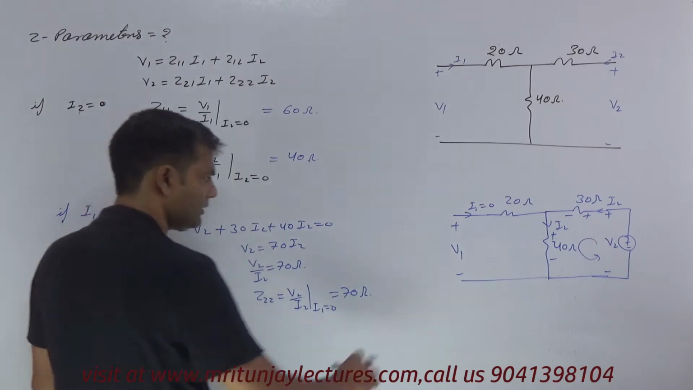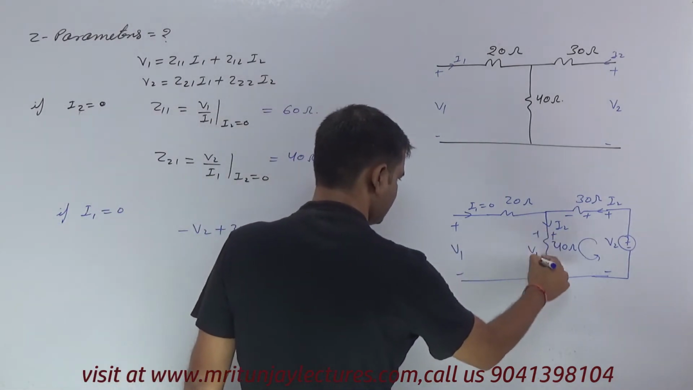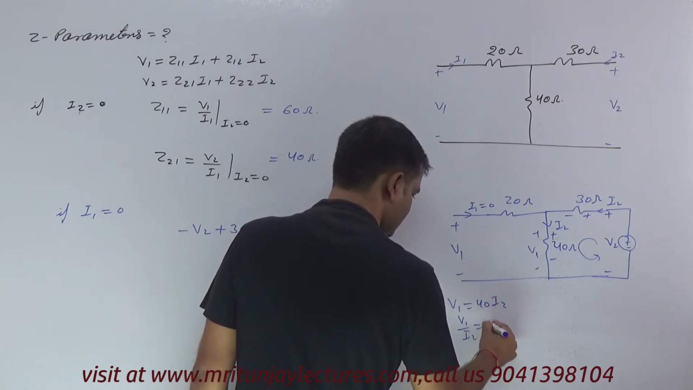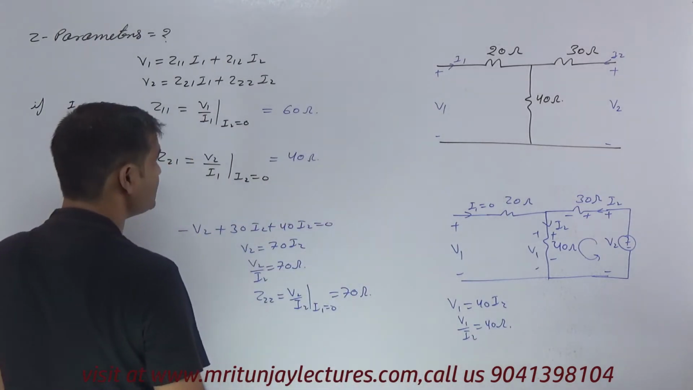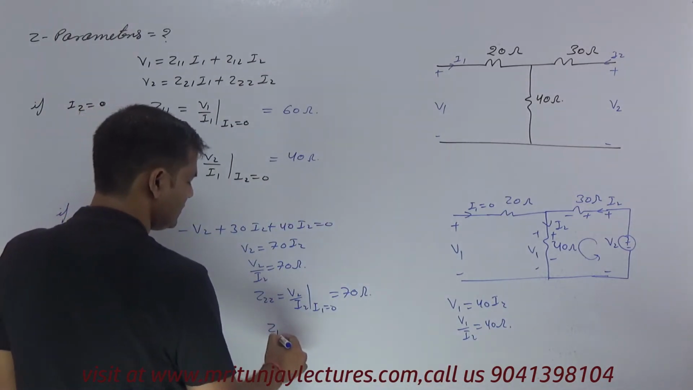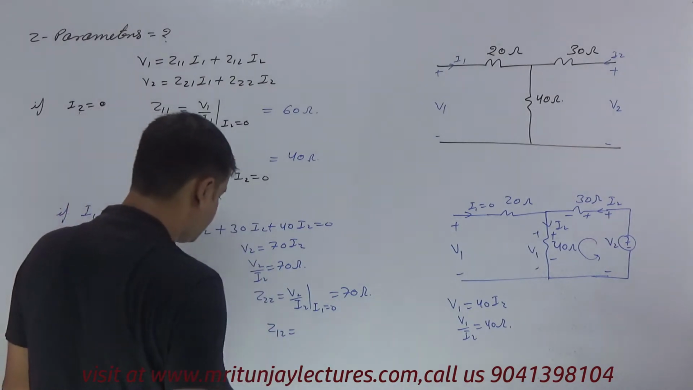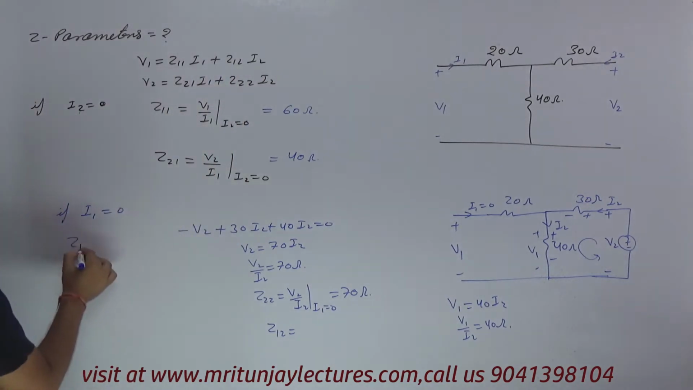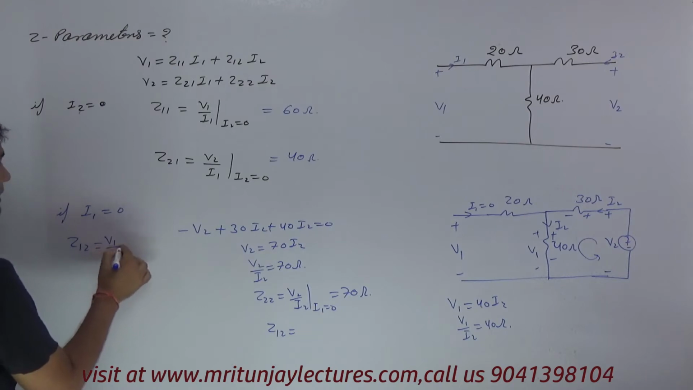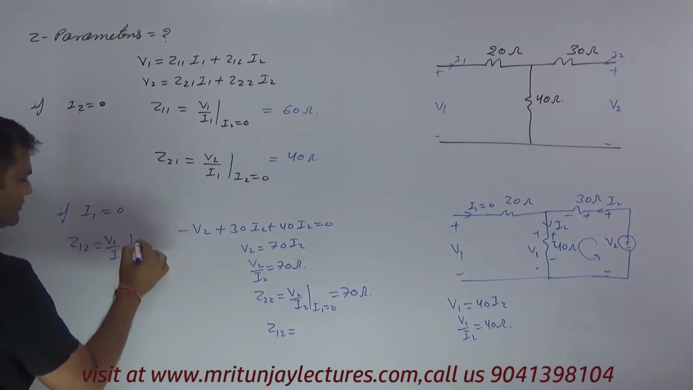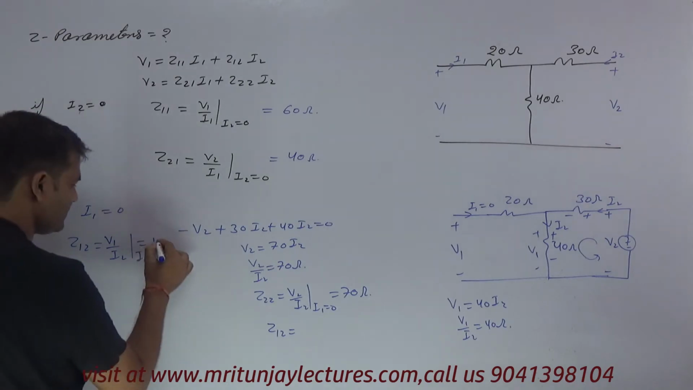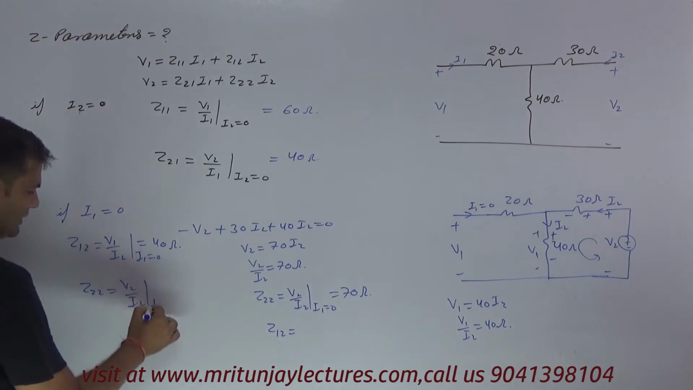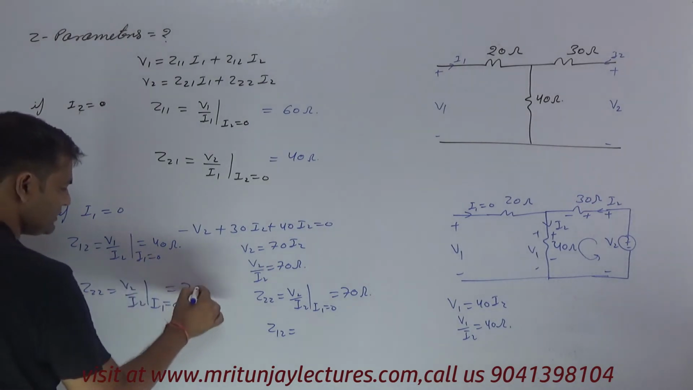V1, this voltage corresponding to this one. So V1 is written as 40 into I2. So V1 by I2 is equal to 40 ohm. So you can say that Z12, if I1 is equal to 0, is V1 by I2 at I1 equal to 0. So this value is 40 ohm, and Z22, V2 by I2 at I1 equal to 0, is 70 ohm.